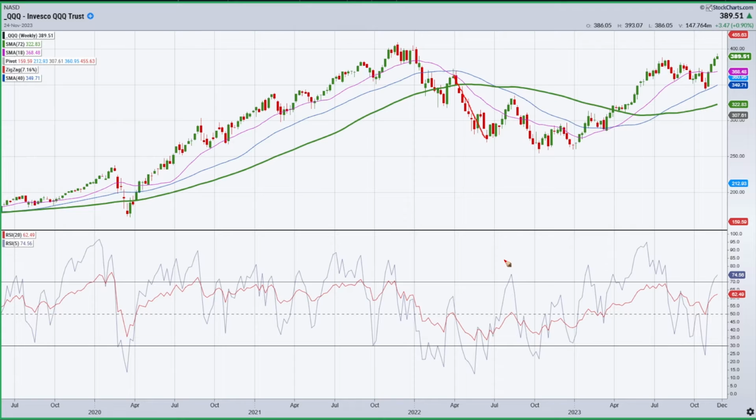We get this big move to the downside, and then we get a really strong rally that goes through the 18. But we get the same signal. The only difference is the RSI 5 actually goes to overbought. Remember I said that this is very rare? You're not going to typically have that.